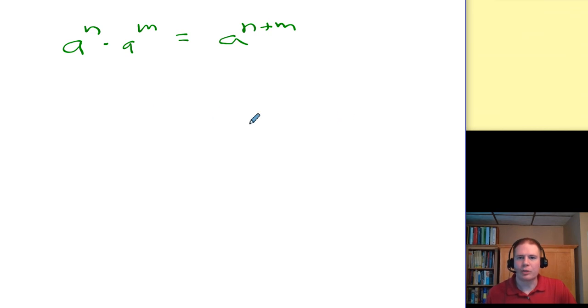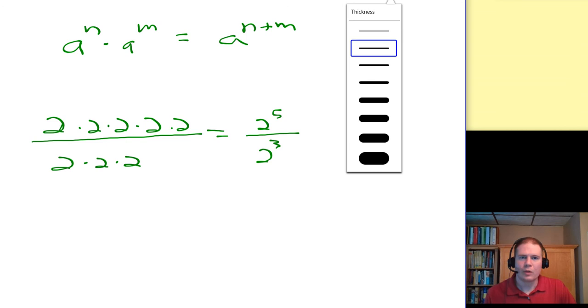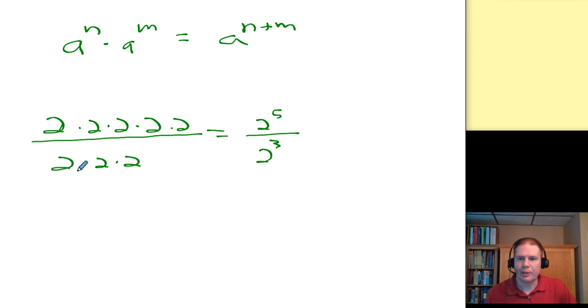And the same thing works for division. Let's say I have a bunch of 2's that I'm dividing by a few 2's. Well, 1, 2, 3, 4, 5 2's up there. 1, 2, 3 2's down here. Well, each time this 2 is showing up in the denominator, I can cancel it, right?